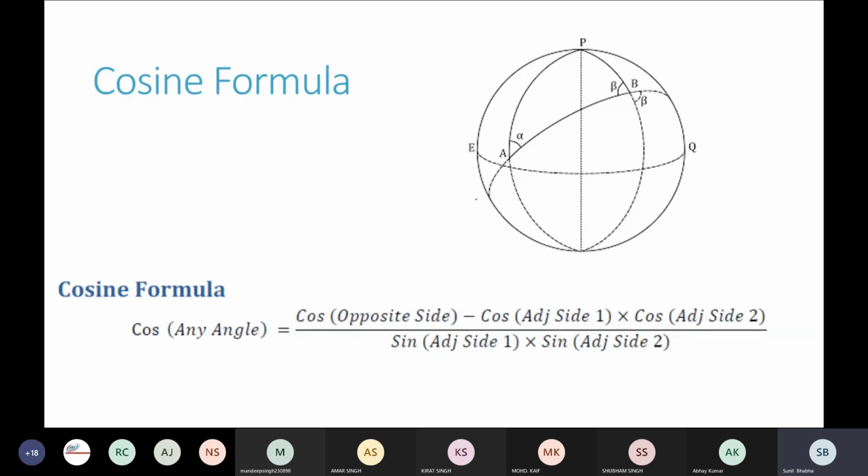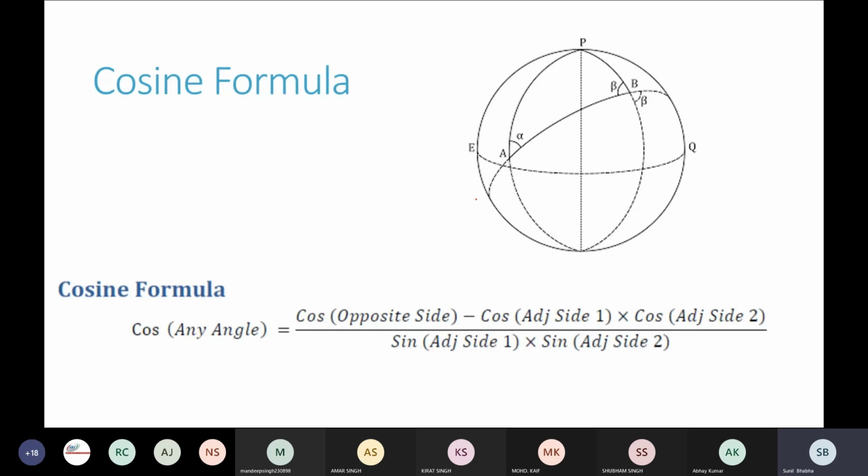Now solving the spherical triangle means that out of these 6 parts, if some of the parts are known to us, let us say I know all the 3 sides, then using these formulas, I can calculate the unknown parts of the triangle. So in this case, if 3 sides are known to us, the unknown parts are the 3 angles. By using these formulas, we can calculate the angles. So that is what we mean by solving a spherical triangle. So how do we do it?